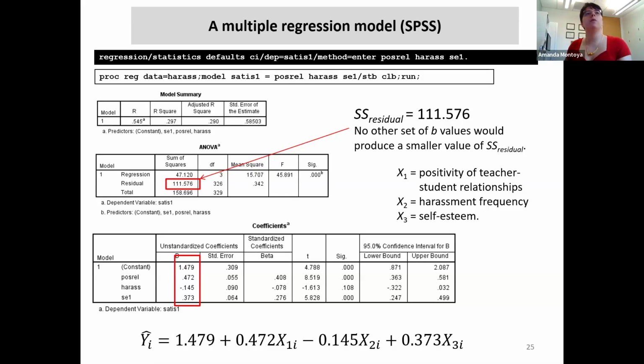And now what we'll notice is that when we fit this model, the sum of squared residuals is smaller than the previous time that we fit it. So I think last time it was like 200 and something. Now it's 100 and something. And again, this is a unique solution in that there's no other set of B values that would give us a smaller sum of squared residuals. And now we can think about, okay, what did these individual coefficients mean in the context of this model?